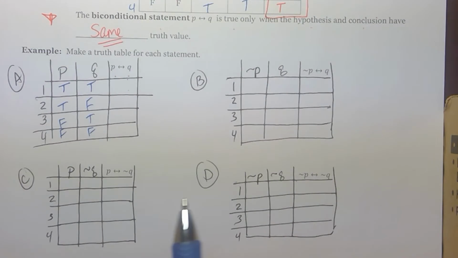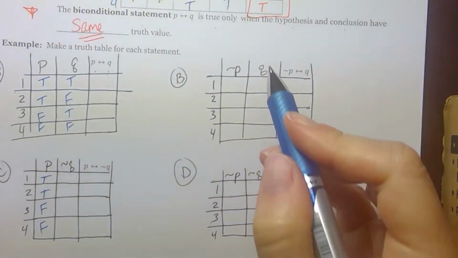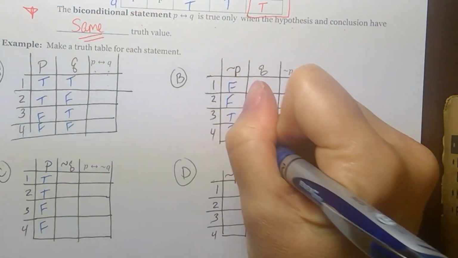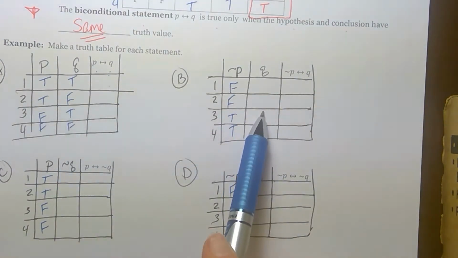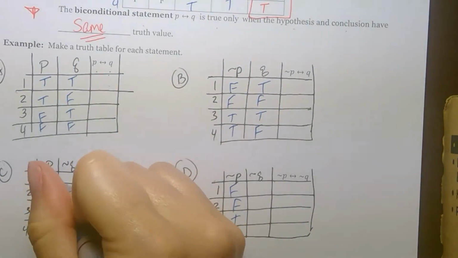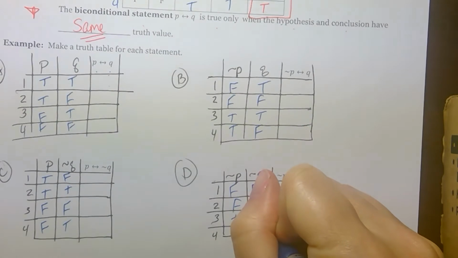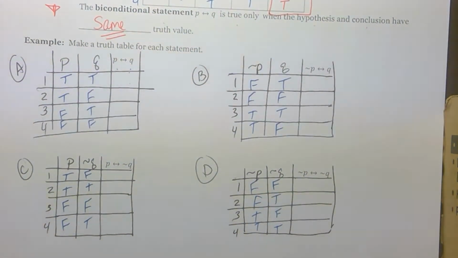You know what? Let's go ahead and do our initial 2 columns for all 3 of those other tables. I've got P down here again, true, true, false, false. I've got not P over here. So not P is going to be false, false, true, true. I have Q here and Q here. And then I have not Q. Okay, remember those are the same every single time.